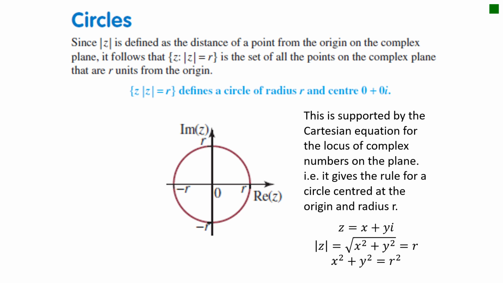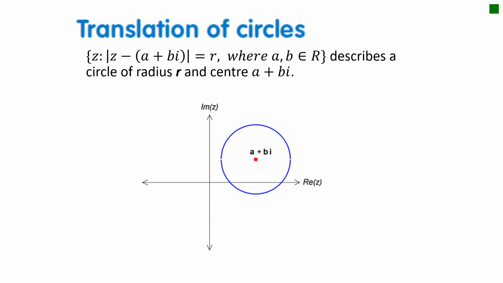As you can see, putting that into the rule mod Z equals r leads to the square root of x squared plus y squared equals r, which is x squared plus y squared equals r squared, which is, as we know, the Cartesian rule for a circle centered at the origin of radius r. Okay, it's a very small step from circles centered at the origin of radius r to circles with some other focus point. In other words, a translation of that situation to some other point (a, b).